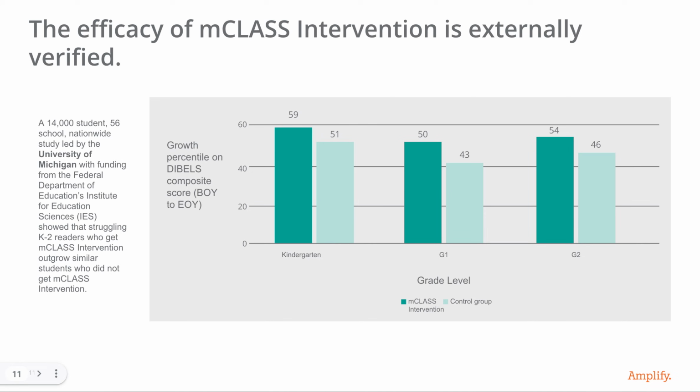And to culminate, I want to share that mCLASS intervention has external validity. We've subjected it to a large nationwide study. 14,000 students in 56 schools across the country participated. In that study, the researchers found that K-2 students getting mCLASS intervention outpaced those getting a diversity of other programs, as you can see here.